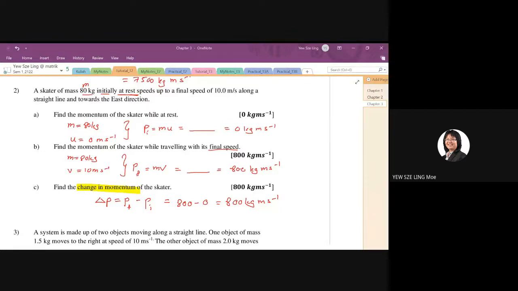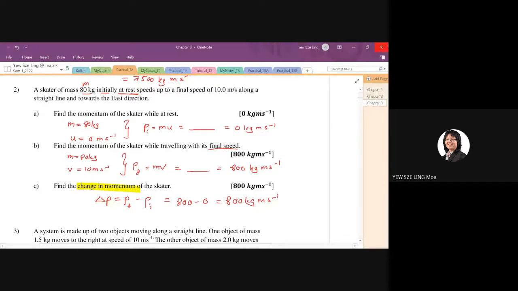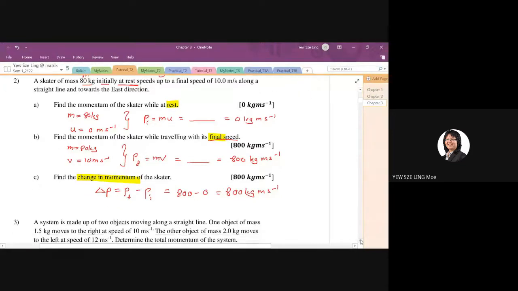Next we are going to look at the next question. This question is still very simple. You just follow the information given. You follow the information: at rest, which is the initial, and then a final speed, which is v. Right, so next.